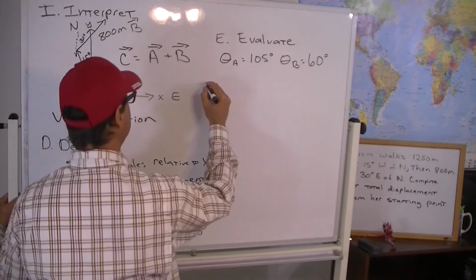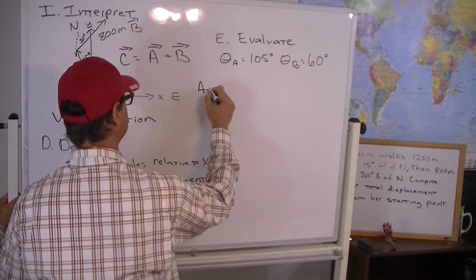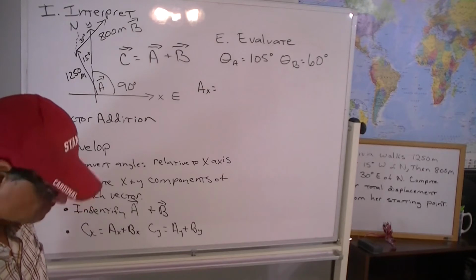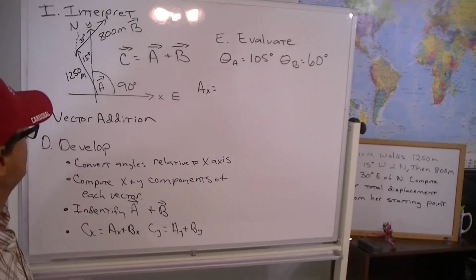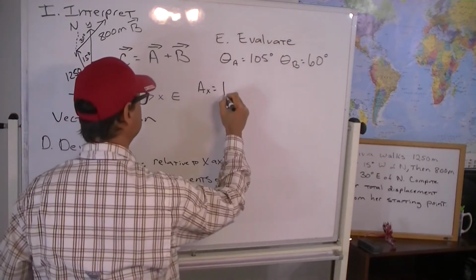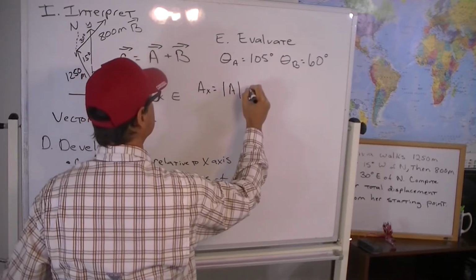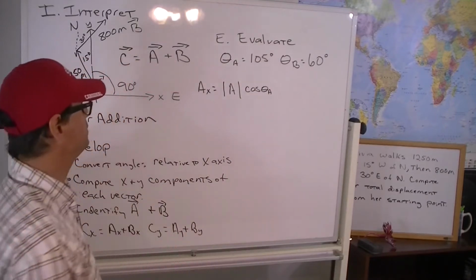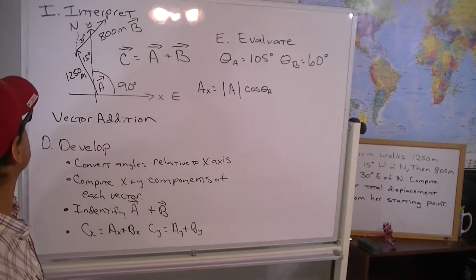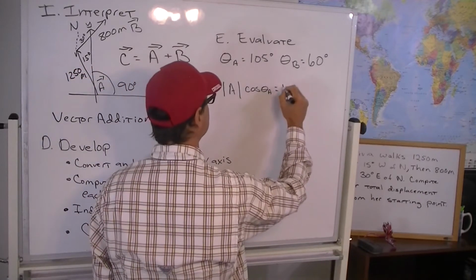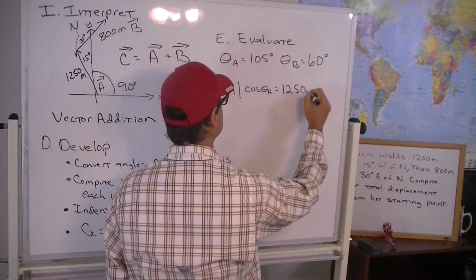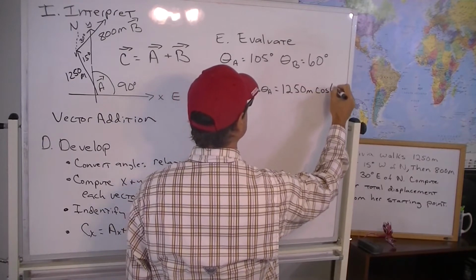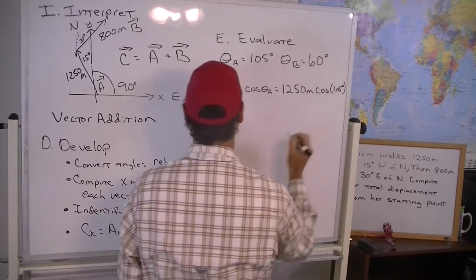Okay, so now we need to compute the x and y components of each vector. So the x component of A, if you remember, once you have the angles relative to the x-axis, the x component is always the magnitude of A times the cosine of the angle A makes with the positive x-axis. So that's going to be 1250 meters times the cosine of 105 degrees.